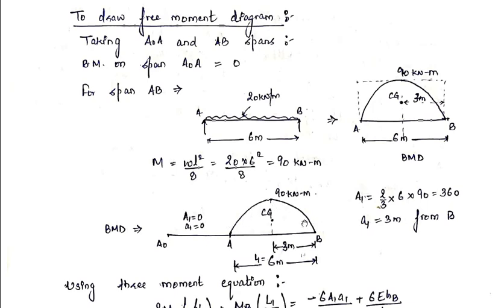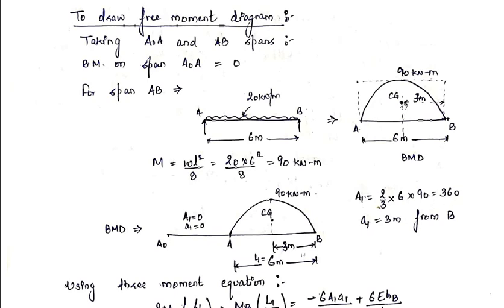Now let's see this area. The area of the bending moment diagram between A and B is, suppose, capital A2. This area will be two-thirds of the area of this dotted rectangle. The area of the rectangle will be 6 into 90. So two-thirds of 6 into 90 comes out to be 360.